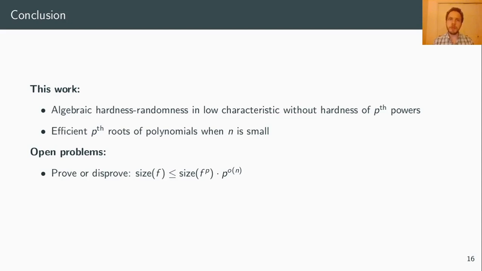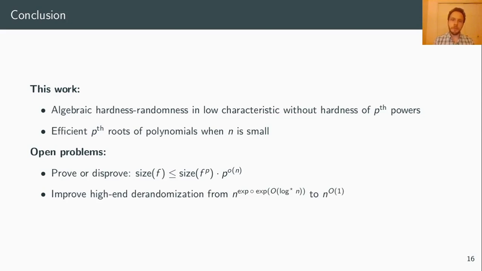The other problem, which is largely left open by this work, is to improve the de-randomization on the high end of hardness from this nearly polynomial running time down to an honest-to-goodness polynomial running time. I should mention our construction is based on the work of Kabanets and Impagliazzo, which is in turn some kind of algebraic analog of the Nisan-Wigderson generator. The work of Guo, Kumar, Saptharishi, and Solomon in the characteristic zero setting uses a different construction. So it seems that in order to get a polynomial time de-randomization in the low characteristic setting, we may need some kind of new construction as opposed to just pushing these tools further.